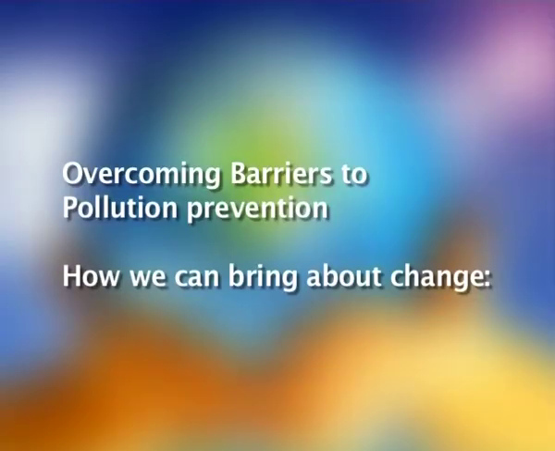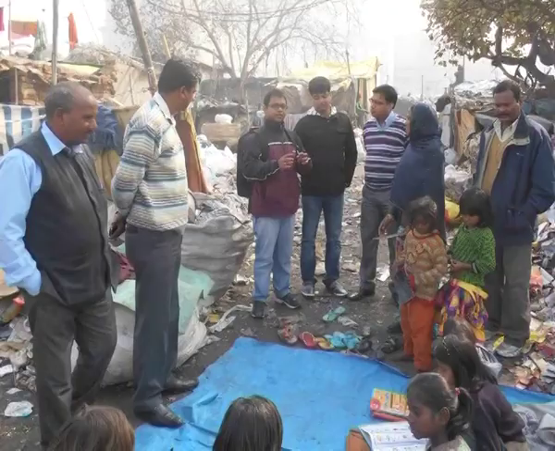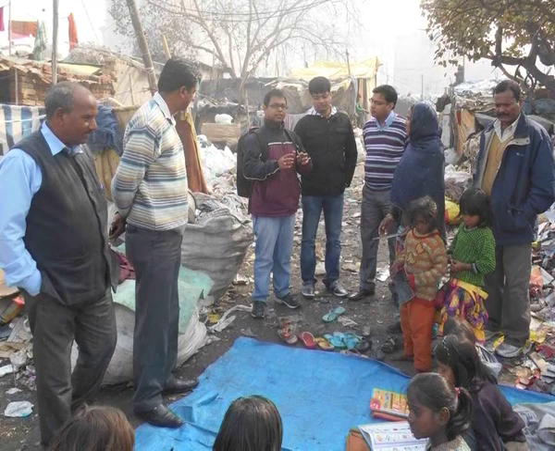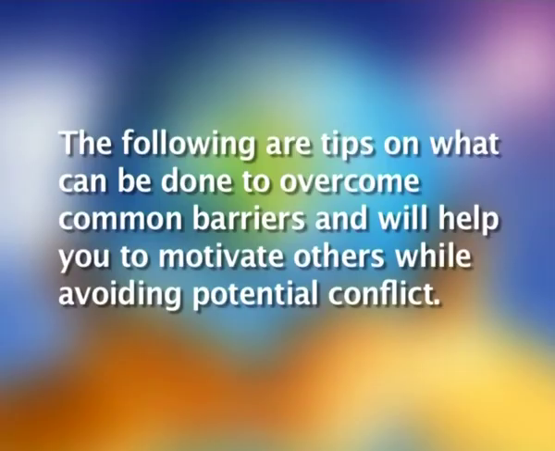Overcoming barriers to pollution prevention. How we can bring about change. Although the benefits for pollution prevention are evident, implementation can be inhibited by certain barriers such as general lack of concern or awareness. Engaging co-workers, colleagues, friends, and family in a discussion about pollution prevention is an important first step to positive change. The following are tips on what can be done to overcome common barriers and will help you to motivate others while avoiding potential conflict.